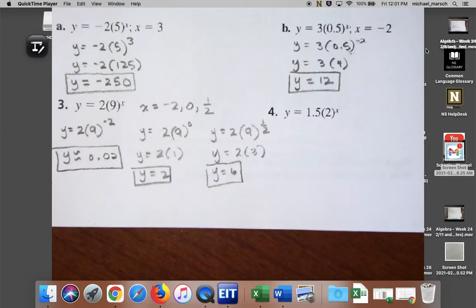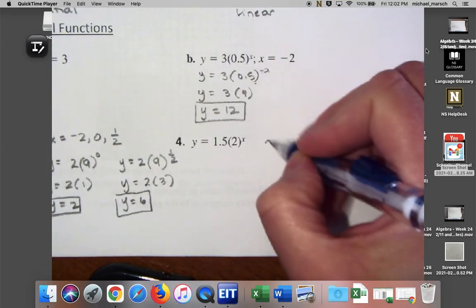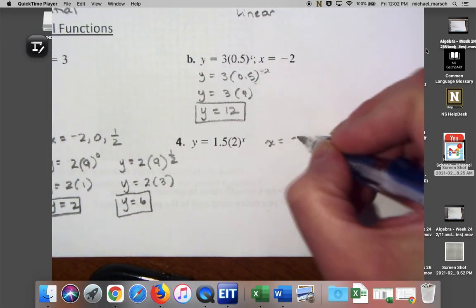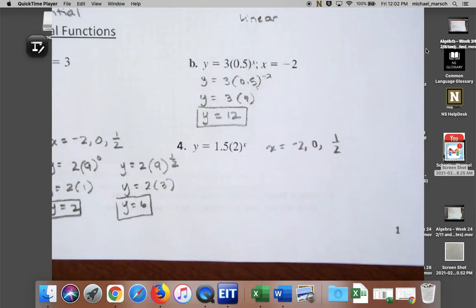Okay, so for number 4, I want you guys to do the same thing. Substitute in x equals negative 2, 0, and 1/2. So I'm going to freeze my screen. You can go ahead and work on this. Obviously, our at-home viewers, it doesn't freeze your screen, so maybe pause the video and check back. I'm going to work these out, and we will compare.